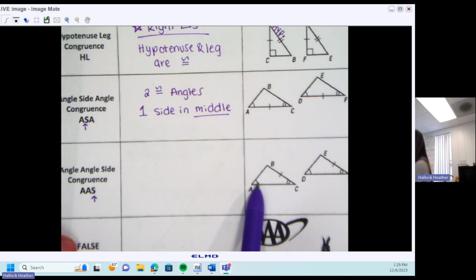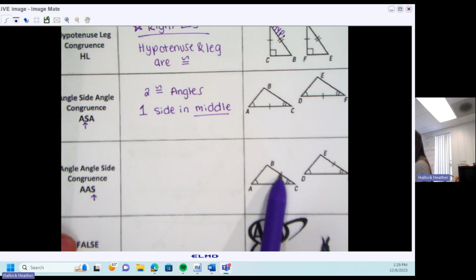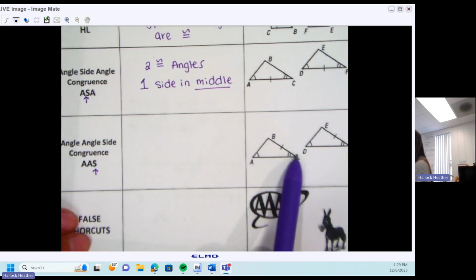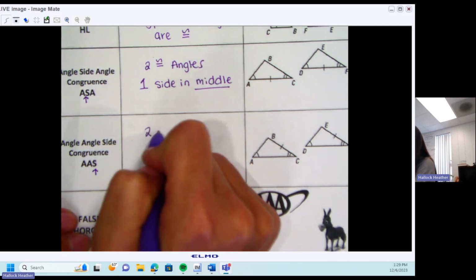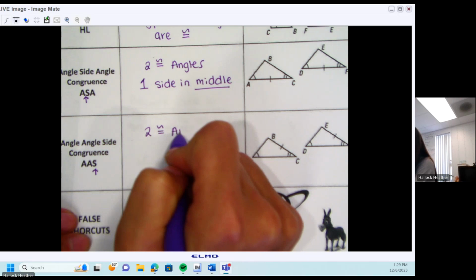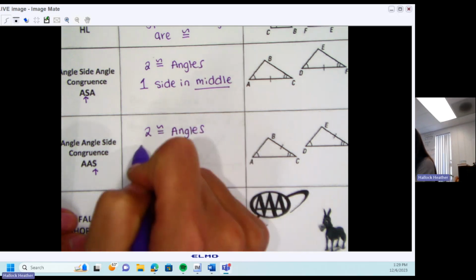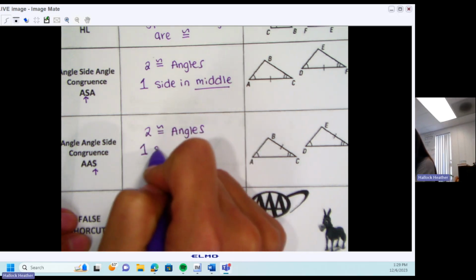This one specifically, that congruent side is not between the angles. You have an angle, and you have an angle, and you have a side. It is not between the two angles. So you still need two congruent angles and one side not in the middle.